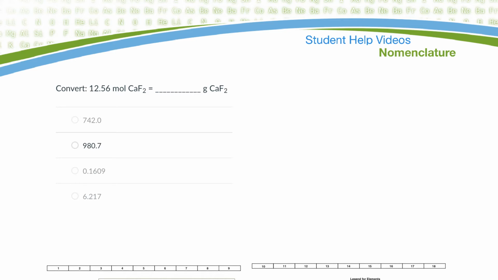So my formula, I'm wanting to convert from moles to grams. So my formula is moles is equal to mass over molar mass. I'm solving for grams, so that's mass. If I multiply both sides by molar mass, I'm going to get the mass is equal to the molar mass times moles. So the molar mass, I've got to figure that out.